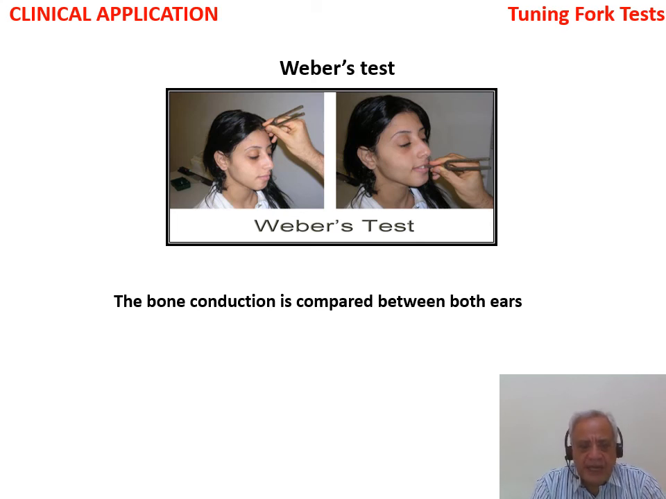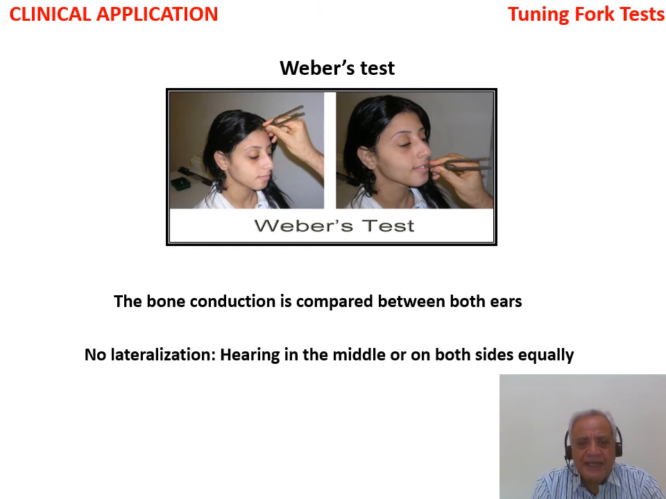If the patient has a normal cochlea on both sides, what do you expect? You expect that the patient will tell you that there is no lateralization. Here the term is no lateralization. He will tell you that he hears a sound in the middle. He hears a sound on both ears. But the most important thing is that he is telling you that there is no lateralization, and this is the normal finding.